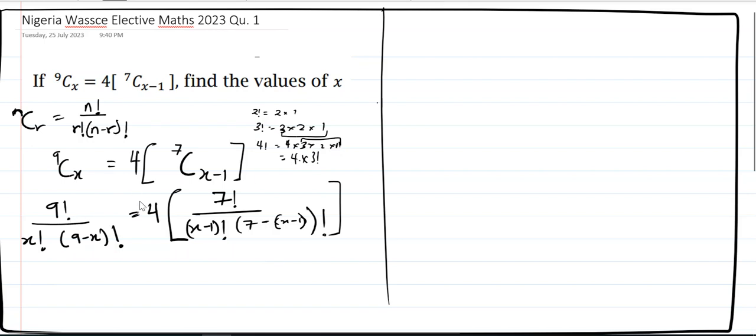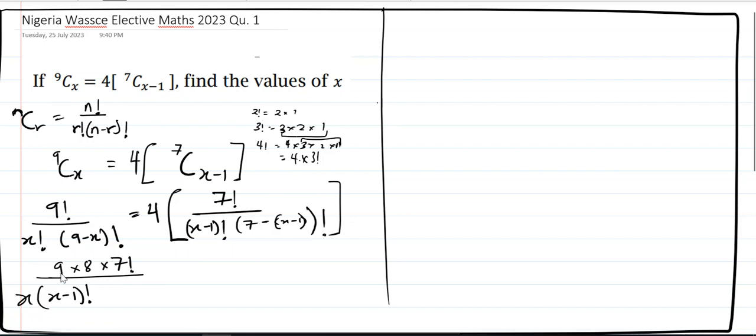So 9 factorial can be expanded such a way that it becomes 9 times 8 times 7 factorial. Now I'll end at 7 because I have 7 factorial on the other side of the equation, right? With the same idea, I can expand x factorial. Then I will get x times x minus 1 factorial.